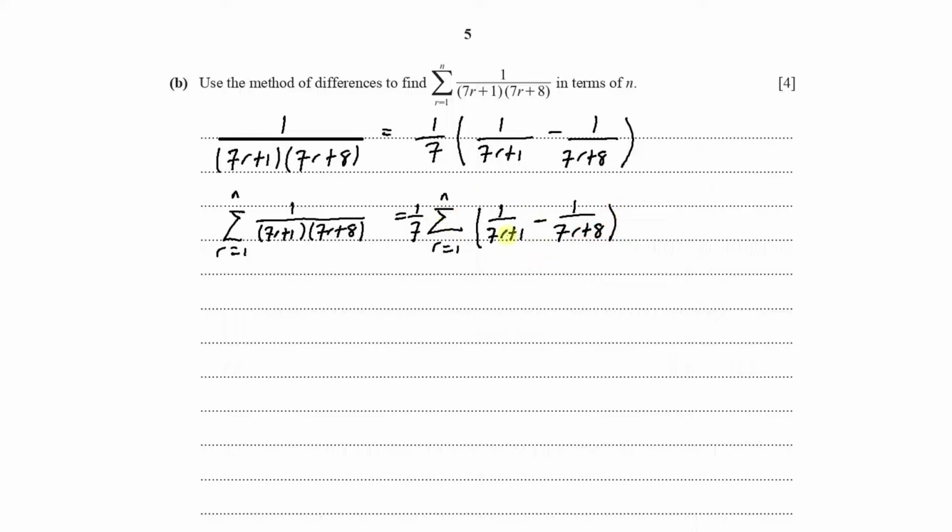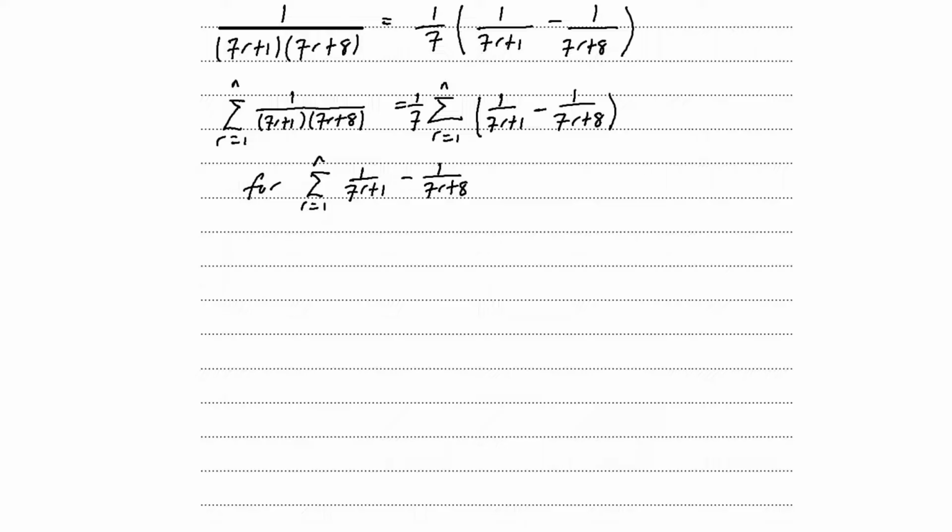So we're going to be using the method of differences for this thing here. So we'll now be saying for the summation from r equals 1 up to n of 1 over 7r plus 1 minus 1 over 7r plus 8. You see how I've left the 1 over 7 for now. We're going to include it a bit later. So we just want to use the method of differences for this. We would need to know the first value, that's when r is equal to 1 for this series.